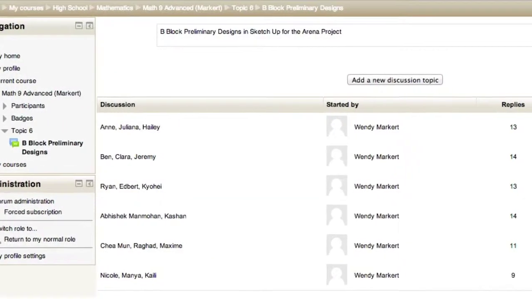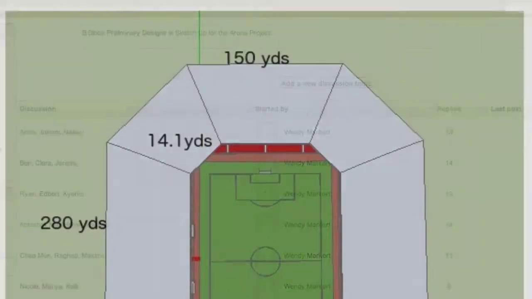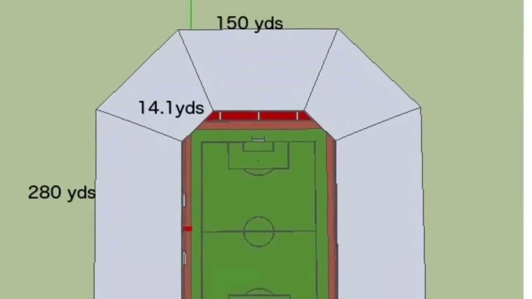Moodle forums were helpful for the students to be able to post their designs and to get feedback along the way from the other groups and students in the classes.